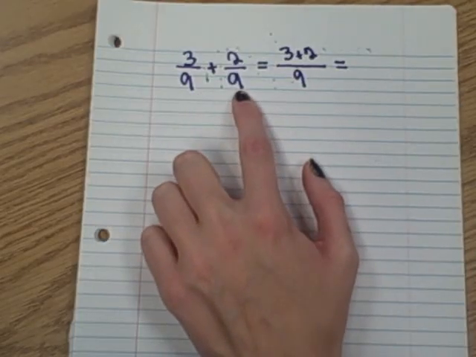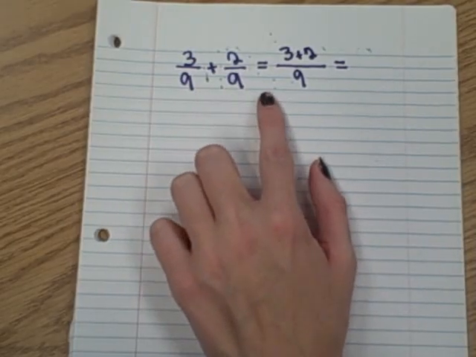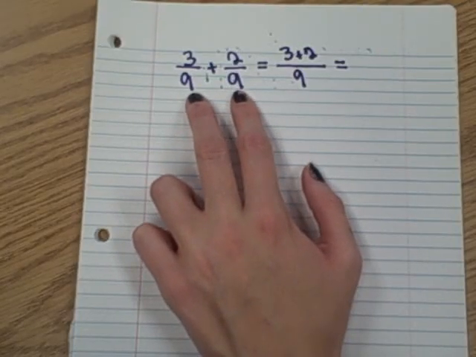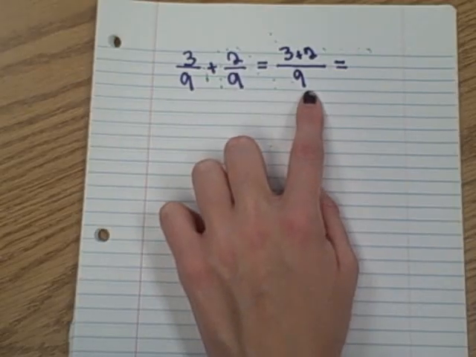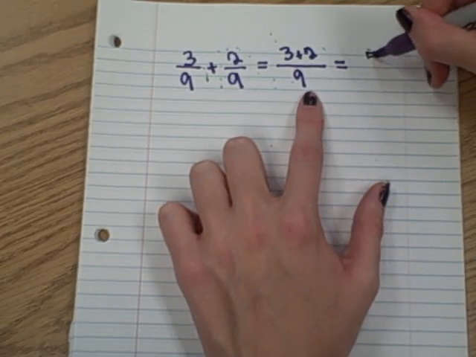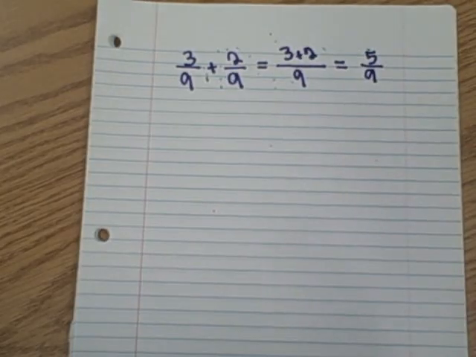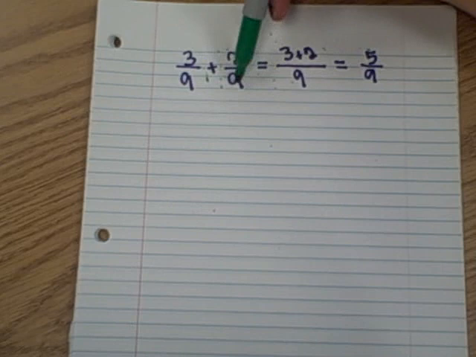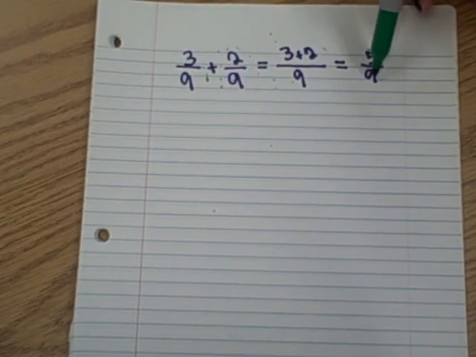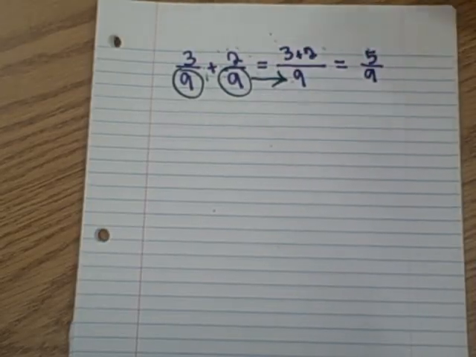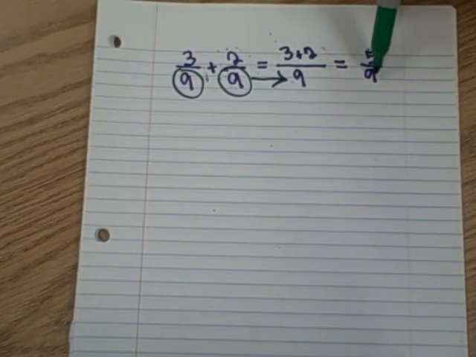When you have the same bottoms, you don't have to touch them. You don't do anything with them. You're going to always keep that same denominator. So if they are common, they look identical, it just gets written again. So it is 3 plus 2 over 9, which is 5 over 9. The common mistake that kids do is they will say 3 plus 2 is 5, and 9 plus 9 is 18, which is wrong.